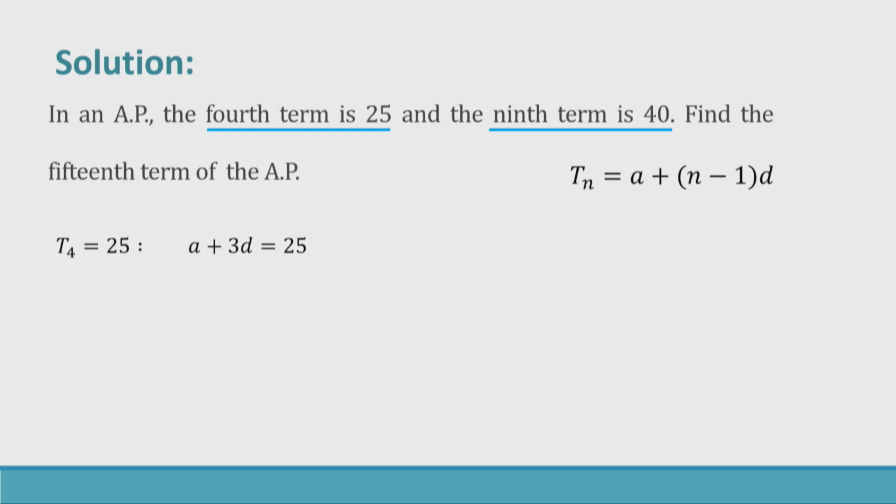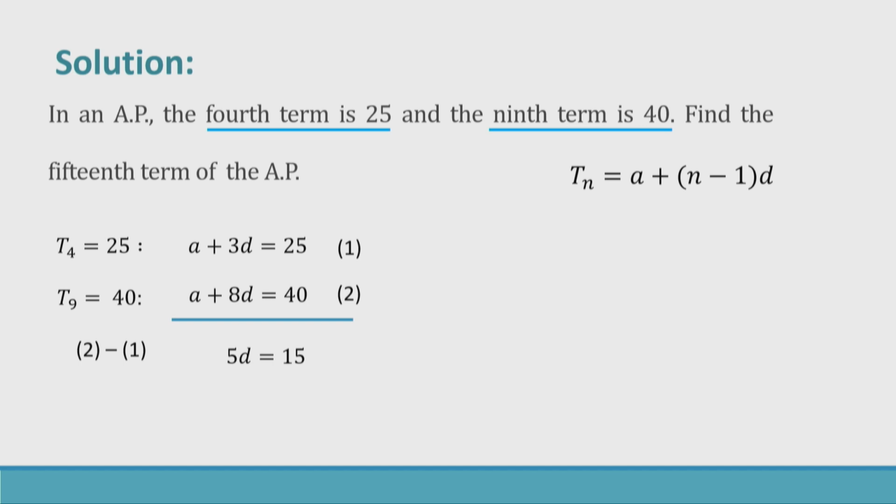Now, the ninth term is 40. So T9 is 40. Replacing in the formula n by 9, we get a plus 8d equal to 40. So I'm going to label my equations 1 and 2. I need to solve these two equations simultaneously. So equation 2 minus 1 will give me 5d equal to 15 and d equal to 3.